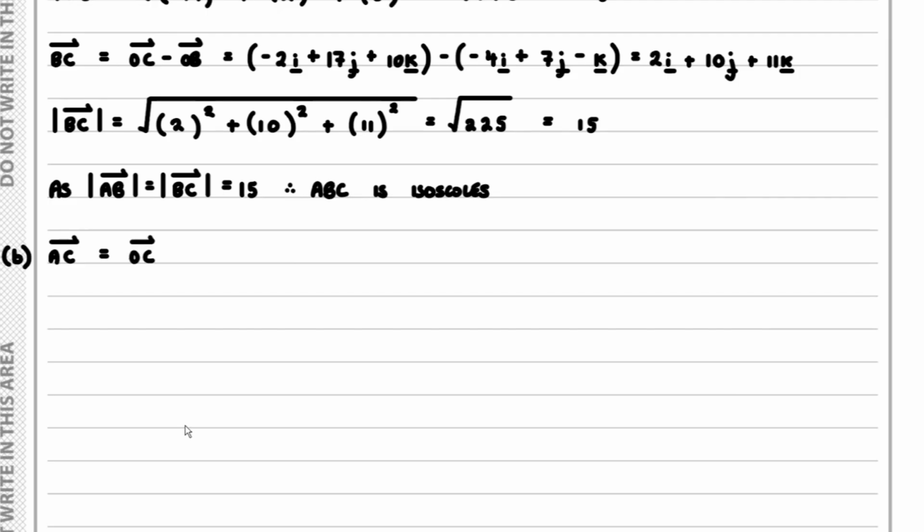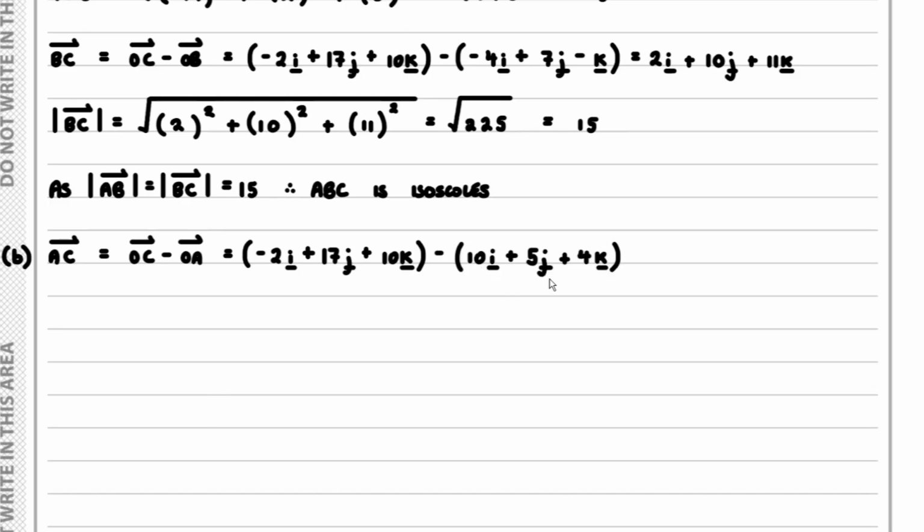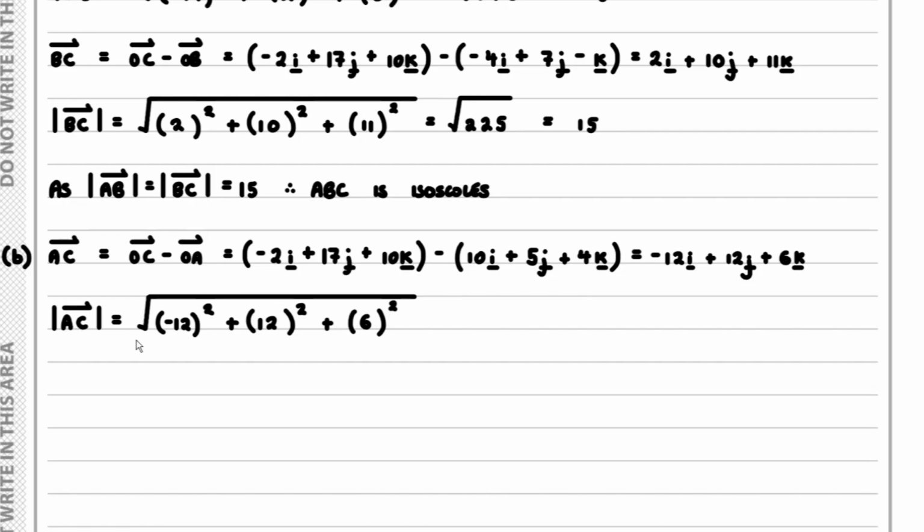So that's equal to OC take away OA. So I've got negative 2i plus 17j plus 10k take away 10i plus 5j plus 4k. And working this out, we get negative 12i plus 12j plus 6k, meaning the length of AC is equal to the square root of negative 12 squared plus 12 squared plus 6 squared. That's equal to the square root of 324, which is 18.